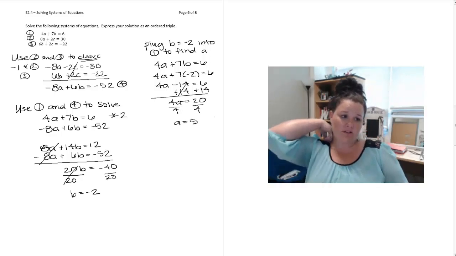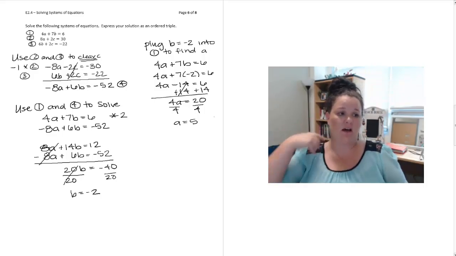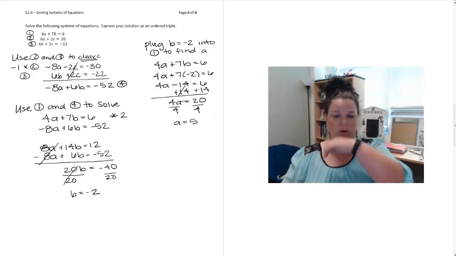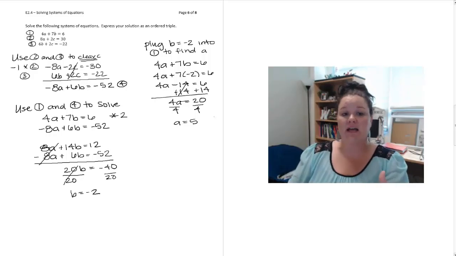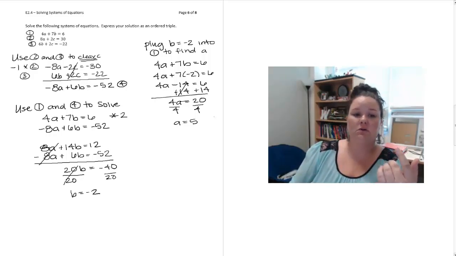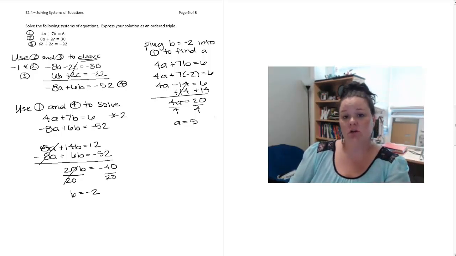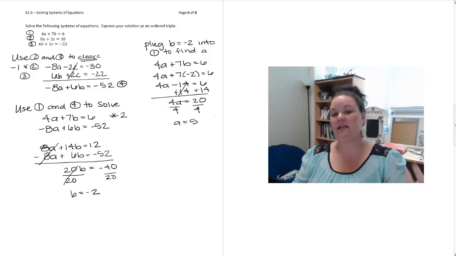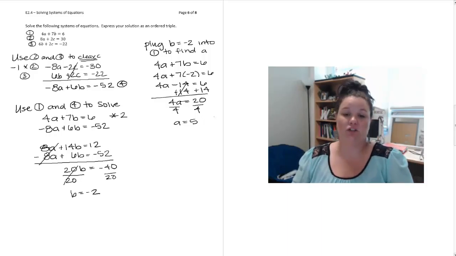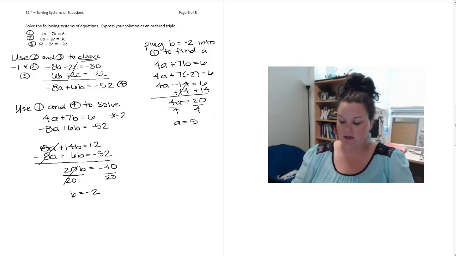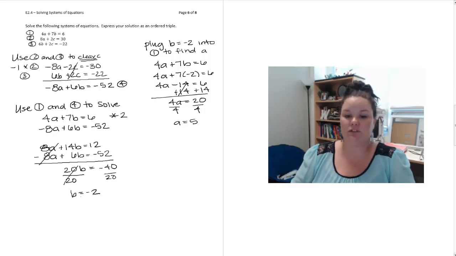Now from here, notice all these equations just have 2 values. So I could take a equals 5 and plug it into equation 2, or I could stick with b equals negative 2 and plug it back into another equation to find c. It doesn't matter which way you do it, as long as you plug it back in and find the one that's missing. I'm going to go ahead and just stick with the b equals negative 2.